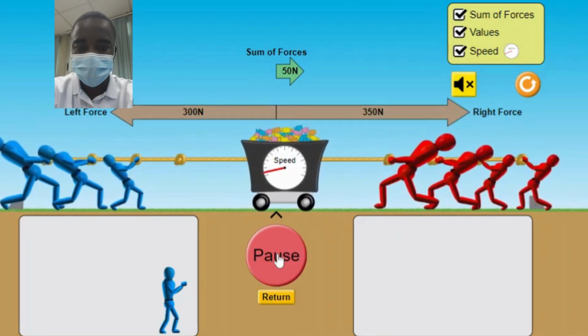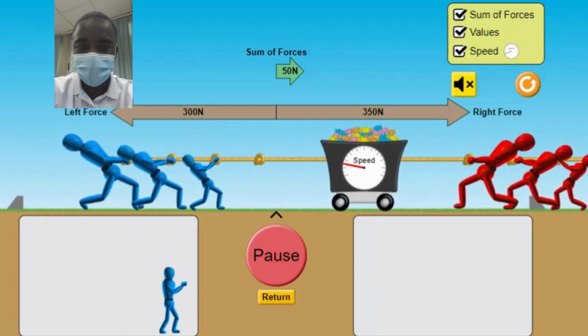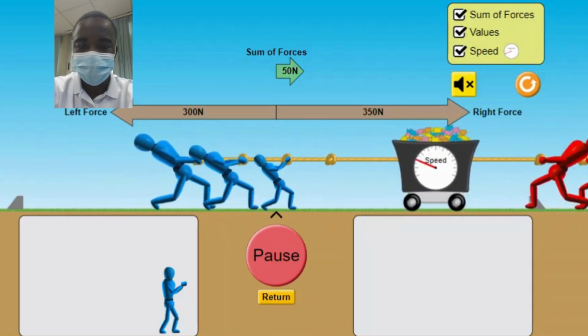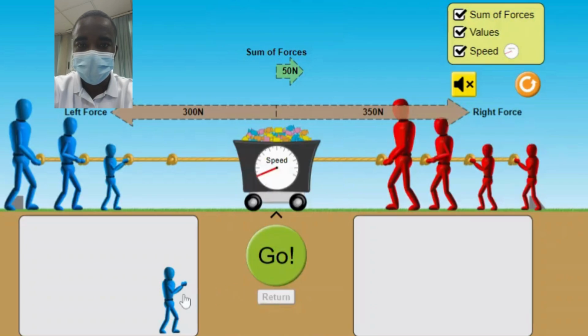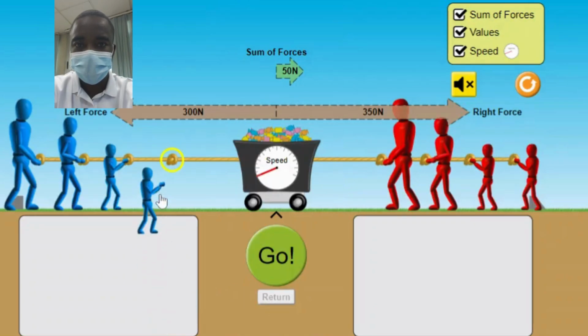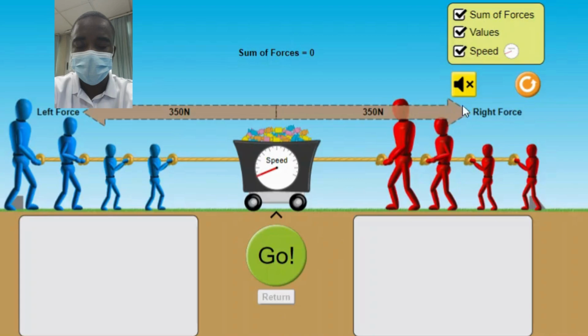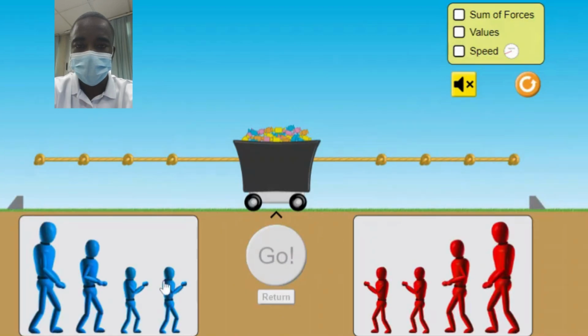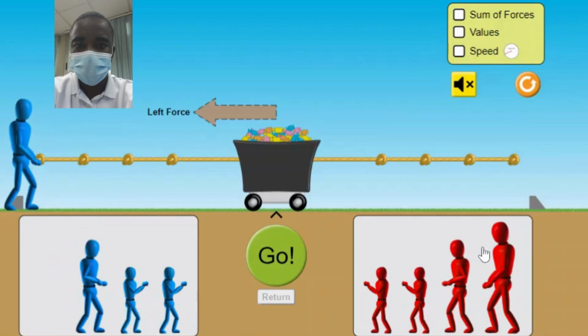Exploring balanced and unbalanced forces. The net force simulation provides a hands-on approach to exploring the principles of balanced and unbalanced forces. By adjusting the number of pullers, students can observe the following key concepts. Balanced forces. When the number of pullers on each side of the cart is equal, the forces are balanced. In this case, the net force acting on the cart is zero, and the cart remains at rest or continues to move at a constant velocity if it was already in motion.